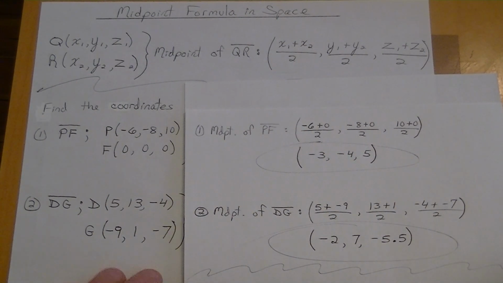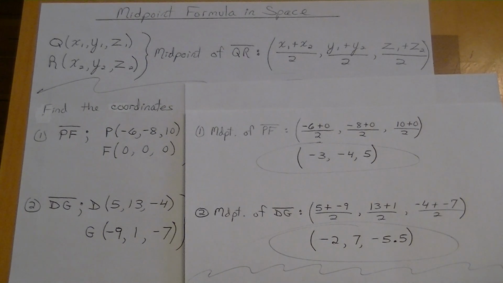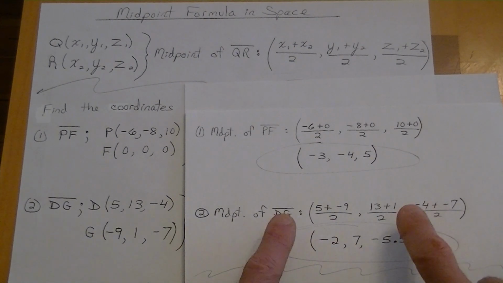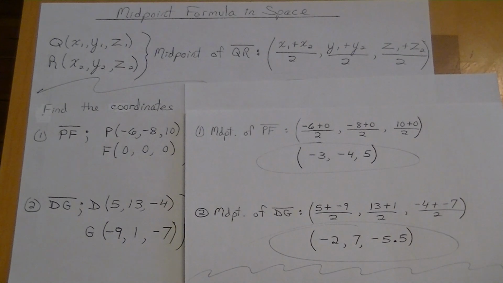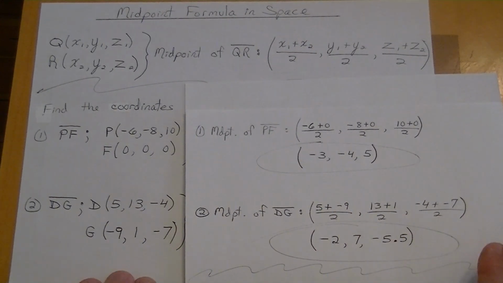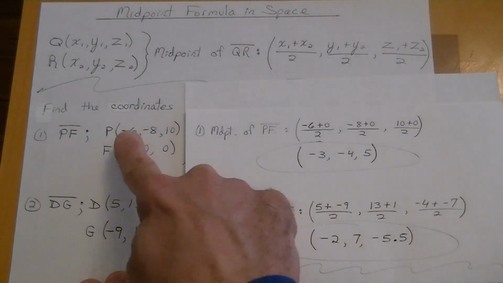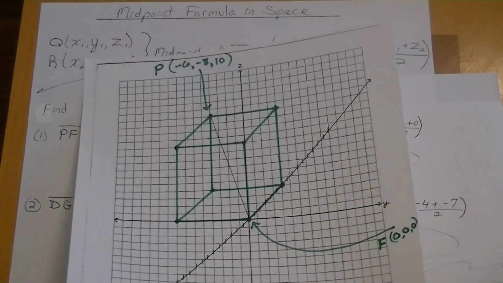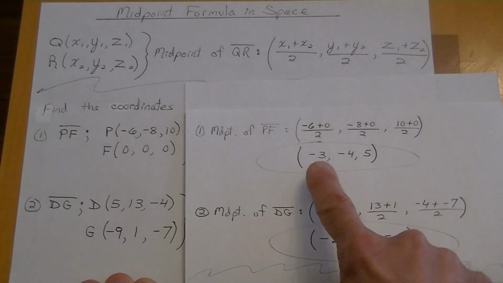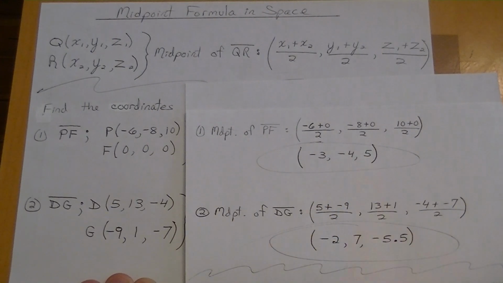And the other one, you can pause the video if you need to look at it more closely, but the correct answer is -2, 7, -5.5. And again, notice parentheses with the commas, not only in the answer, but also in the work. Now that first one, this pair of coordinates actually was this picture. So our answer was -3, -4, 5.